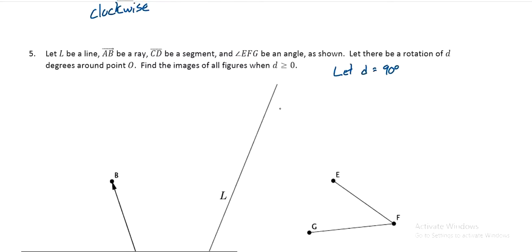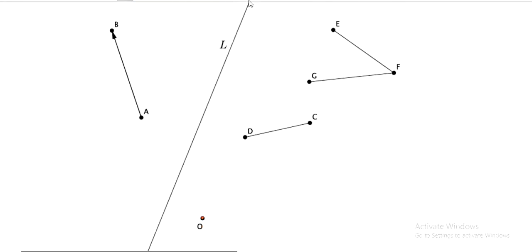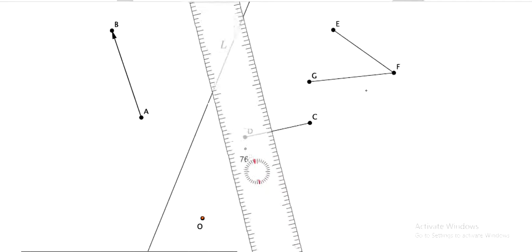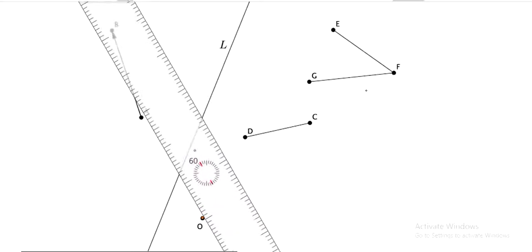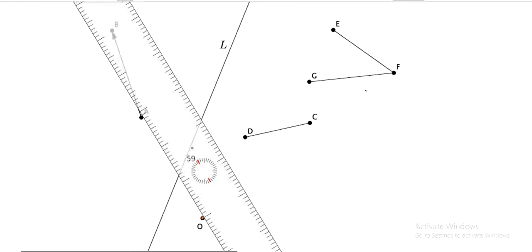All right, let's go with the same steps as we learned in the original. So 90 degrees means it's going to be a counterclockwise rotation. I'm going to measure the distance between each point and O. So there we have it.